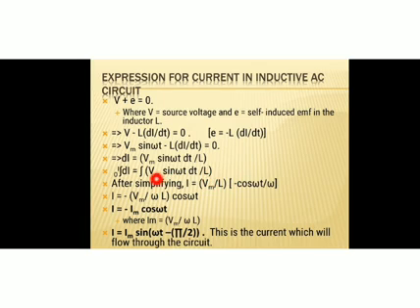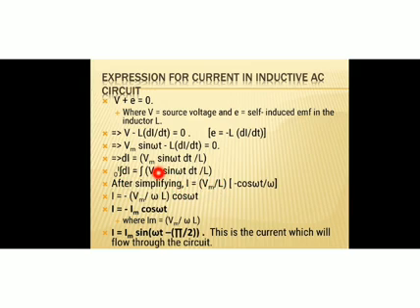Again, Vm and L are constants, so we can take them outside the integral sign. So you will get Vm divided by L into integral sin omega t dt. When you integrate di, you will get I. So on the LHS we have I, and on the RHS we have Vm divided by L.